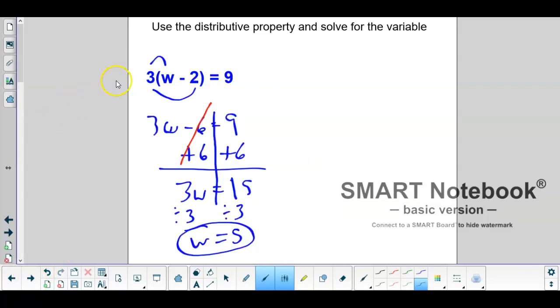First one, I have 3 times the quantity of w minus 2 equals 9. First thing I wanted to do is I wanted to make sure that I did my over-under right here, and I set up my equation as 3 times w minus 6 is equal to 9. The first thing I did was get rid of my minus 6 by adding 6 to both sides. 9 plus 6 gave me 15, and then I had 3 times w, so I did my inverse of multiplying by 3 by dividing each side by 3 to get rid of my 3w, and get w is equal to 5. 15 divided by 3 gave me 5.